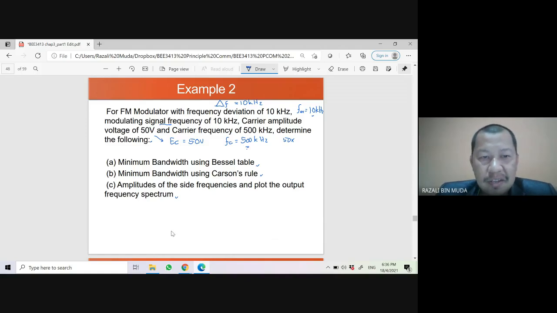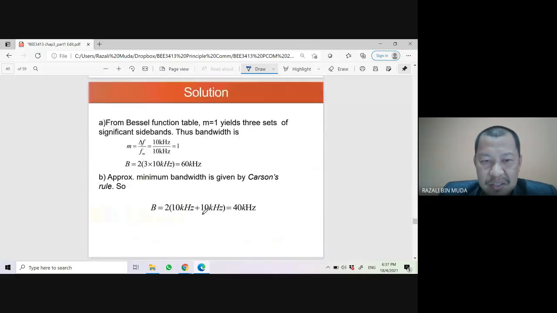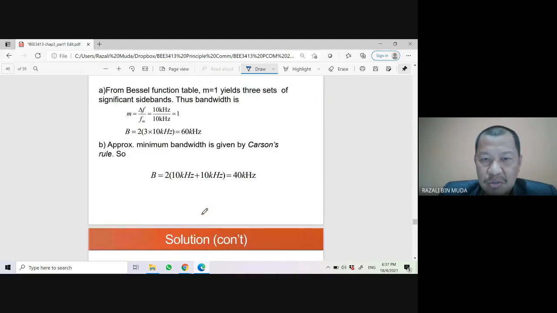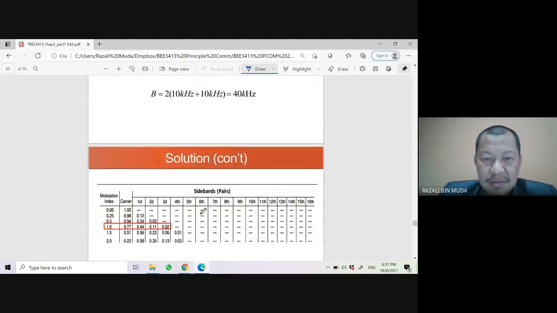So calculate the following: maximum bandwidth using Bessel table, minimum bandwidth using Bessel table, minimum bandwidth using Carson's rule, amplitude of the side frequencies, and plot the output frequency spectrum. Okay, you can try yourself. The answer is here. You can go through how this answer works. You should be able to understand.